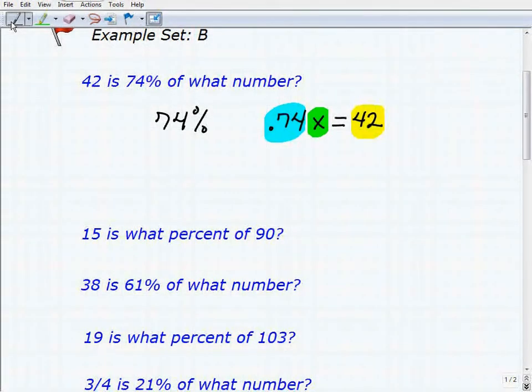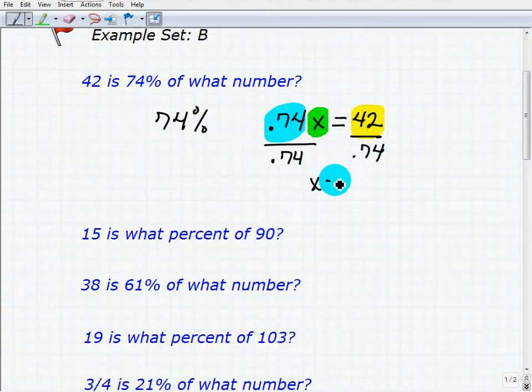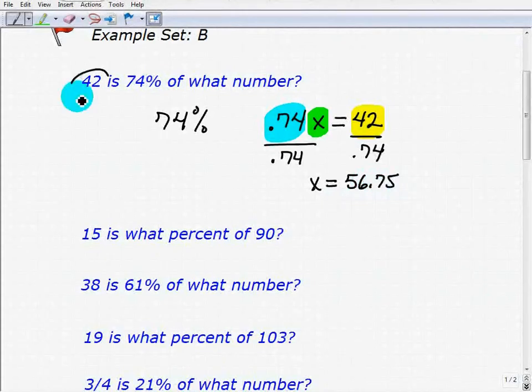So how do we solve this equation? Simply divide both sides by 0.74. Okay, let's go ahead and do that. So x equals 42 divided by 0.74. Get our calculators. 42 divided by 0.74 equals 56.75. 56.75. There you go.